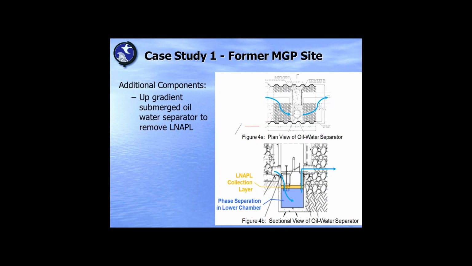And using some piping, water was encouraged to flow into an oil water separator that is actually installed in situ, and then water flows out of that, leaving the LNAPL behind. And again, that can be maintained on a regular basis where LNAPL can be removed.